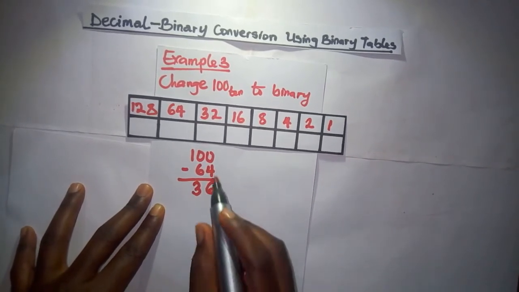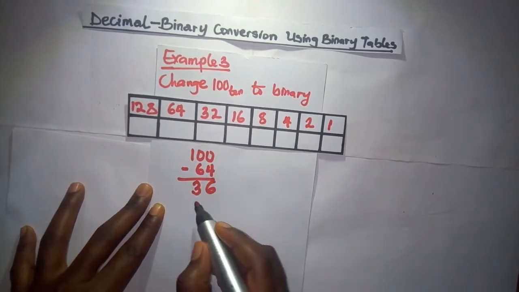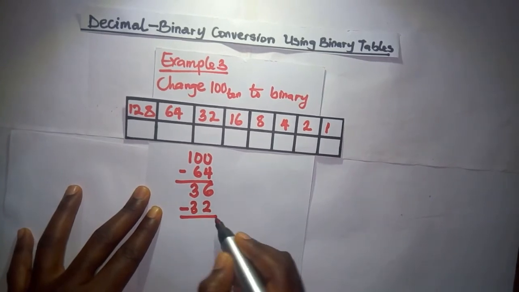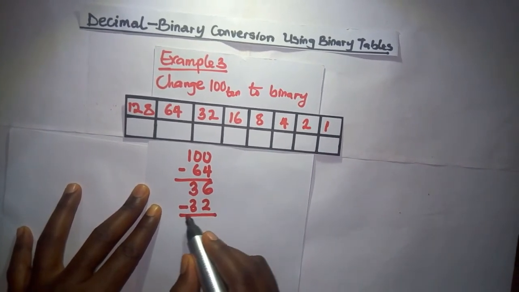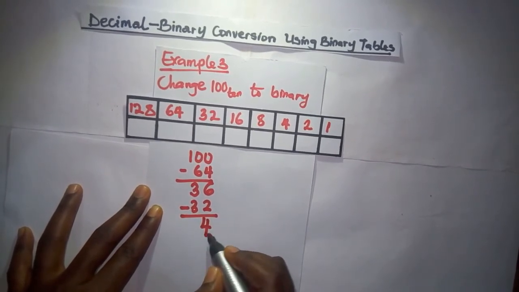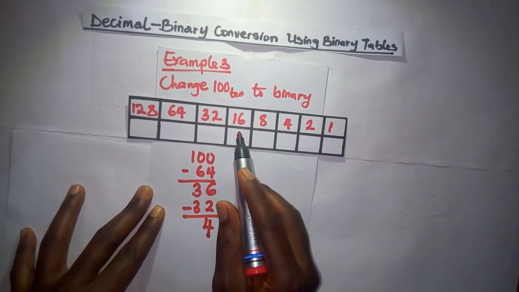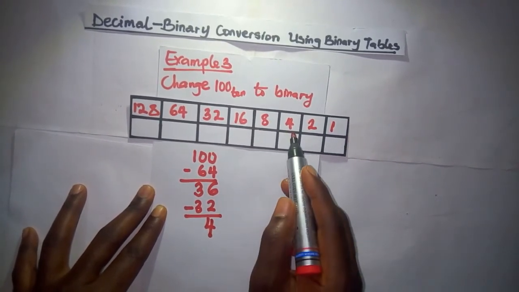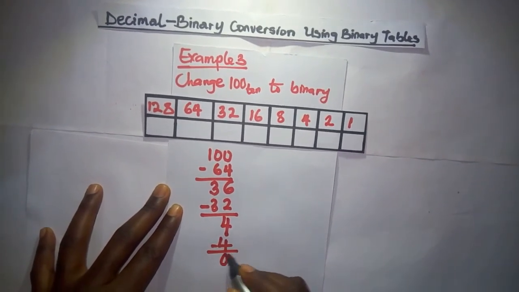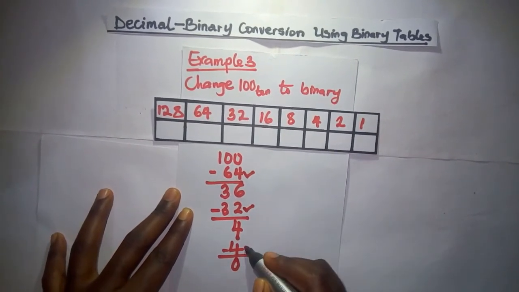Now, looking at these numbers here, we have 32 to use because 32 is less than 36. So let us subtract 32 out. If you subtract 36 minus 32, it is going to give us 4. And then the next thing to use here, 16 is bigger, 8 is bigger than 4, but we can have 4 here. So let's subtract 4 out, then that is 0. So it means we are making use of 64, 32, and 4.